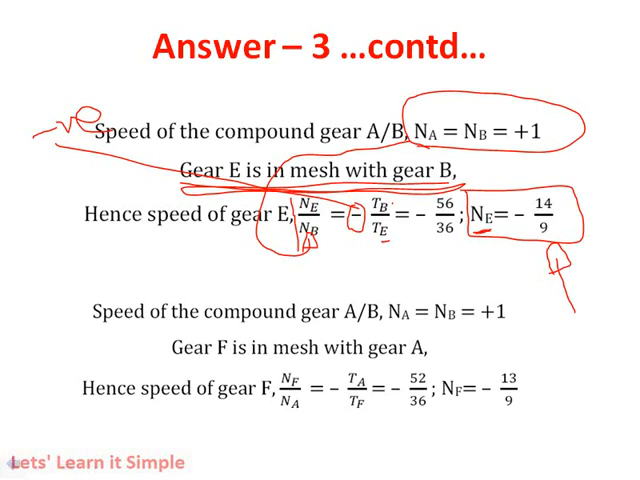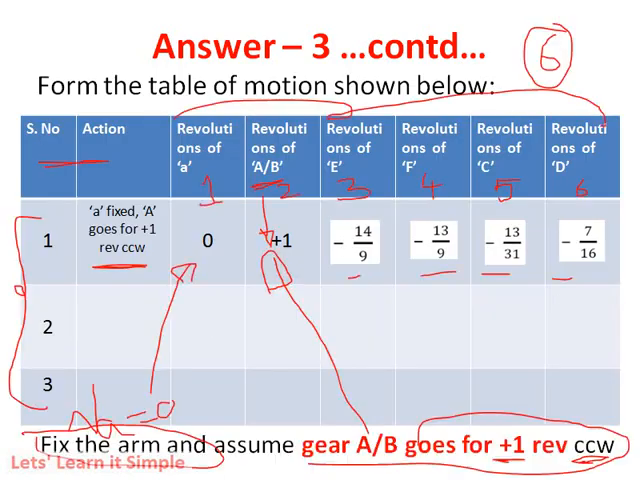We assumed gear B is positive, therefore gear E will be negative. So this NE, which is minus 14 by 9, should come to this place. So the speed of revolution of E is minus 14 by 9.